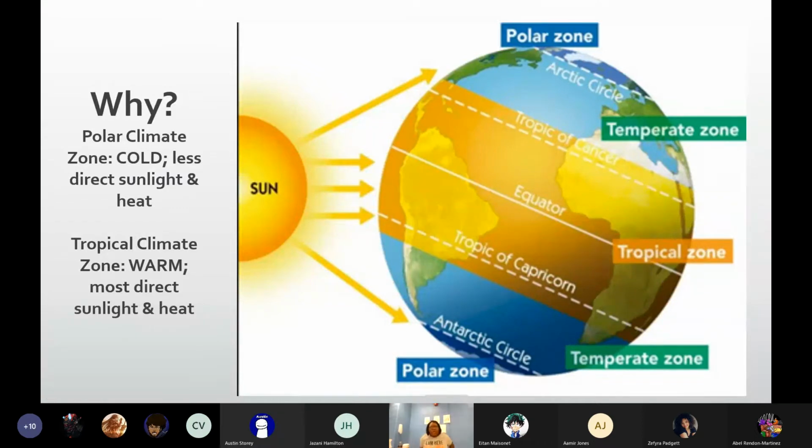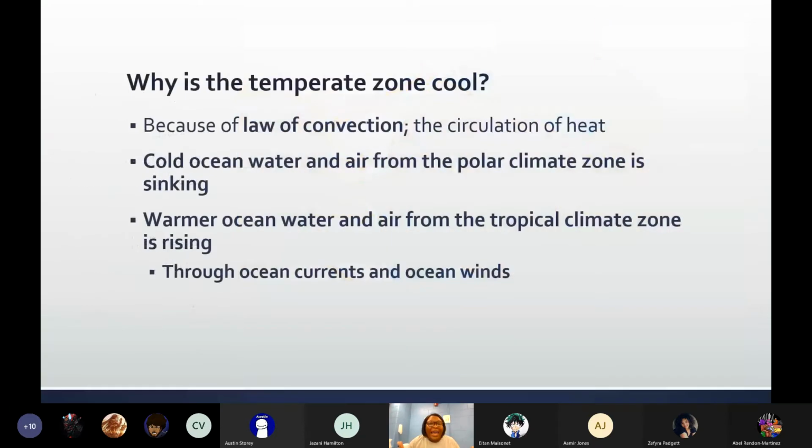So we talk about those zones. We want to make sure we understand that temperature is going to move our ocean waters, okay? Our ocean waters, if we've ever been to the beach, move from one place to another. We're going to start discussing why that happens. And to understand that, we've got to understand why that temperate zone is so warm. It's not cold like the polar zone, and it's not very hot like our tropical zone.